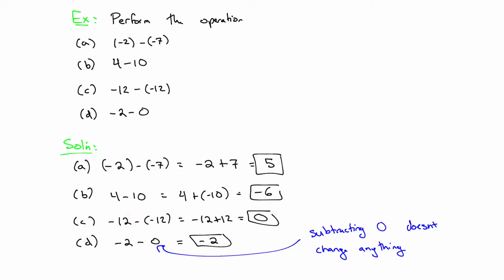This one, negative 12 minus negative 12. That's the same thing as negative 12 plus 12. That's the same number, but opposite signs. They add together, they give you 0. And last but not least, question D. Subtracting 0 is basically the same thing as adding 0. It doesn't change anything. And that kind of makes sense. If I didn't give you anything, if I took away nothing, I took away nothing. It didn't change anything. If I added nothing, nothing changed. So that's that. And I'm going to move to the next page unless there's any questions.